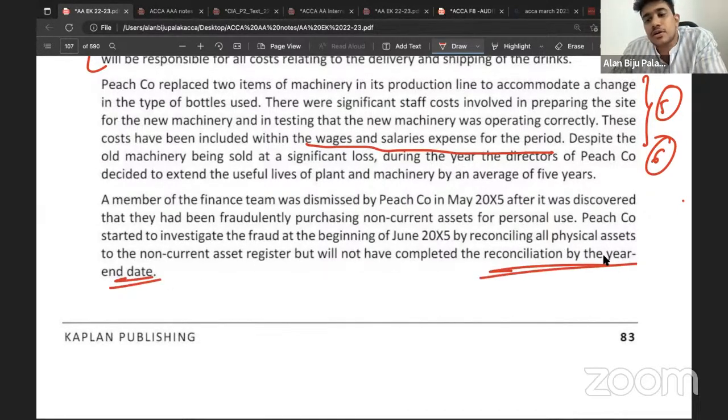If the reconciliation of the physical inventory is not done by the year end, there can be chances that the value of PPE will be overstated. Clear? Okay. Some of the directors have fraudulently purchased the non-current asset for their own personal use, and the physical verification of the non-current asset have not been yet done by the company, and it will be only done after the year end. Therefore, there can be chances that the value of the year end non-current asset will be overstated. And I know that response: professional skepticism.